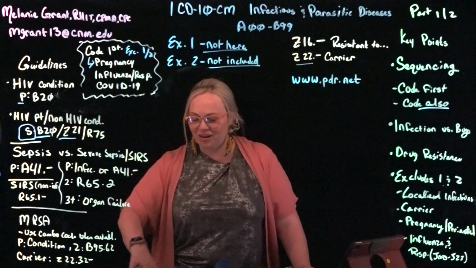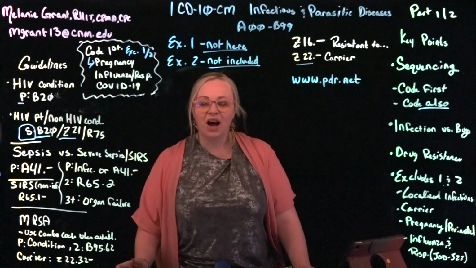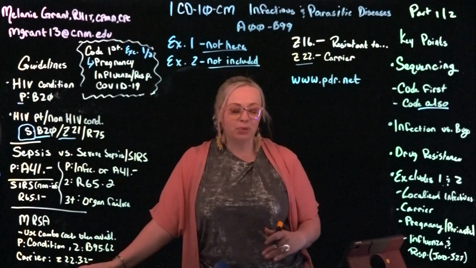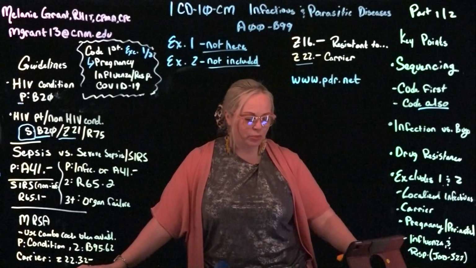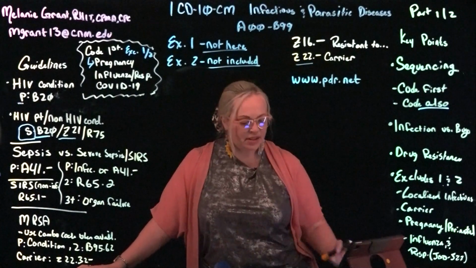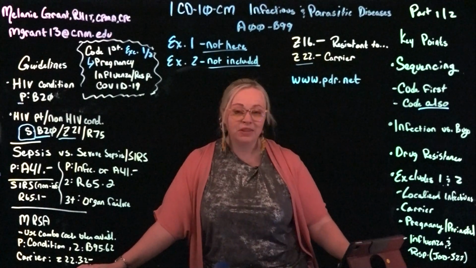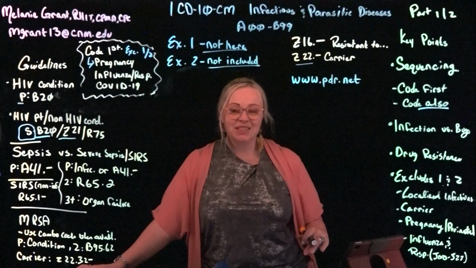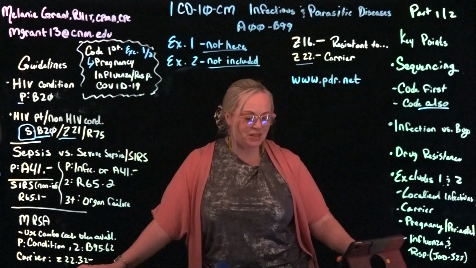Most of these listed in your A codes are bacteria and a couple of viral. And there'll be some very specific guidelines when you're looking at some of these as we go through, specific to sepsis, septic shock, severe sepsis, and SIRS.